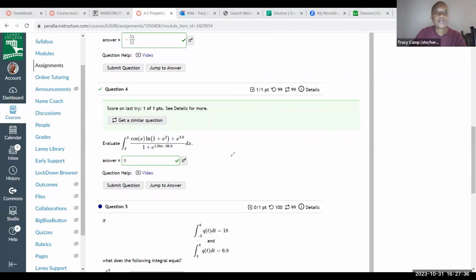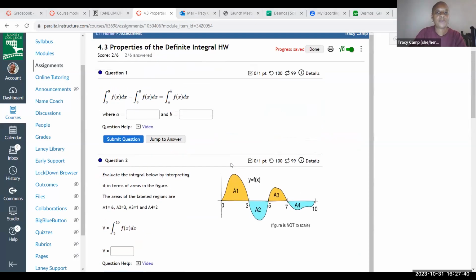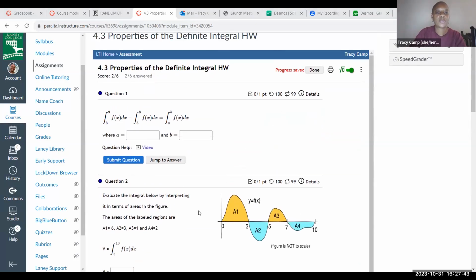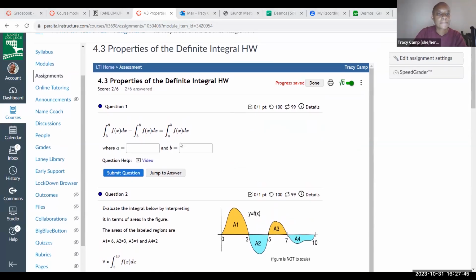Let's go back up to the first problem. I kind of skipped it. We won't do the second problem because this is 4.2. But the first problem gives us the definite integral from 3 to 9 of f of x dx minus the definite integral from 3 to 8 of f of x dx equals the definite integral from what to what. So they want us to give them the new limits of integration. If we take this area minus this area.